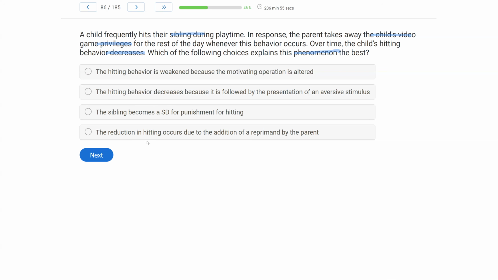And then D, the reduction in hitting occurs due to the addition of a reprimand by the parent. Again, we know that wasn't the case. The parent is using negative punishment. So what explains the phenomenon the best? It's going to be C. The sibling becomes a SD for punishment for hitting.